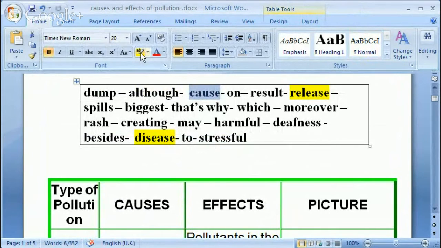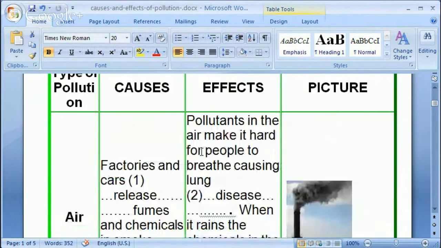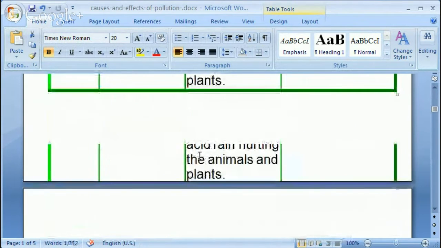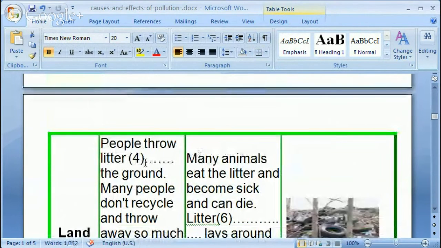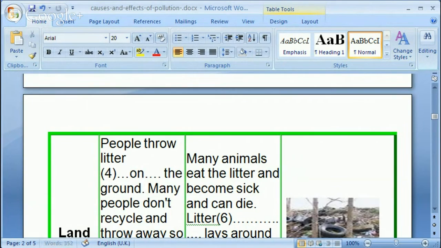We've already used cause. We're looking for a preposition. There's only two. The possibilities are only on or to. So which one makes sense? People throw garbage, throw litter, garbage, same meaning, litter or garbage. They don't throw it to the ground. They don't want the ground to catch it. They throw it on the ground.